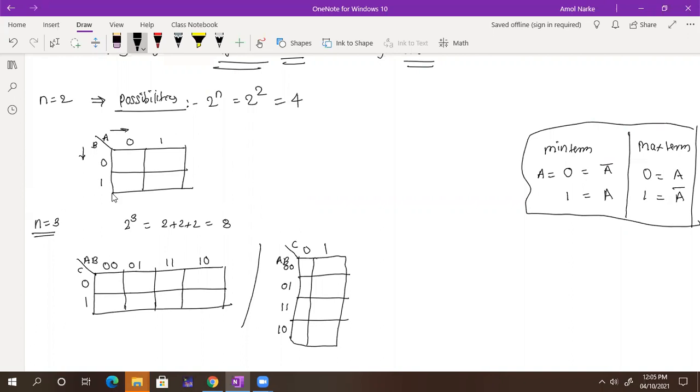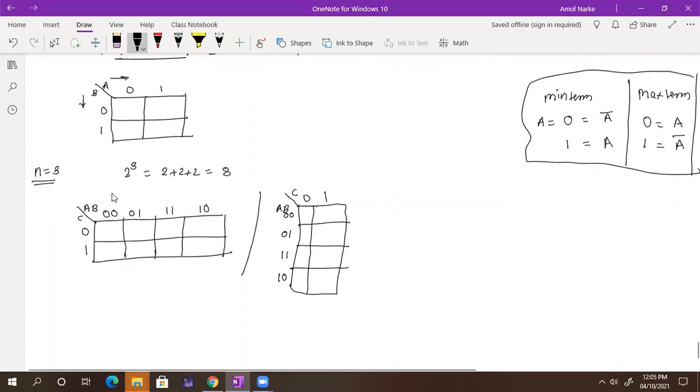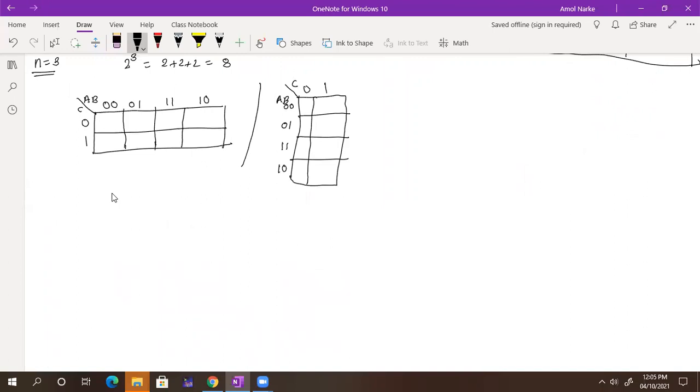Please write this down, then we will go for n is equal to 3. Can someone tell me what happens for n is equal to 4? So 2 raised to 4, that is nothing but 16 possibilities. So we need 16 cells. We need 16 cells. So what are those 16 cells? Yes. It might be 0, 0, 0.